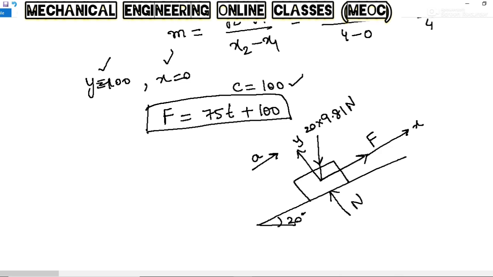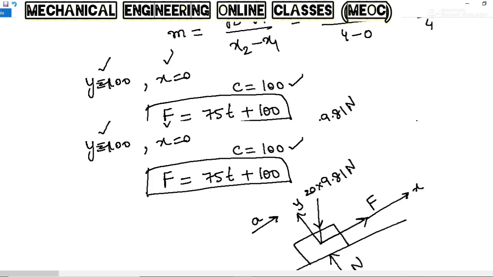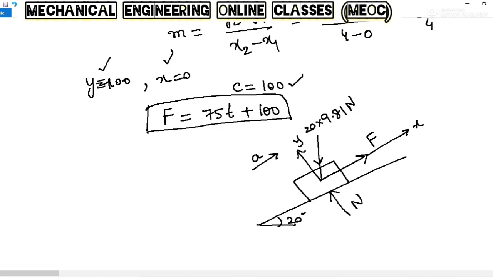There is another data given. There is mu also. Because force is upward and the body is moving upward, the friction will be downward. So friction is mu into N. Mu is given as 0.2, so I am writing it as 0.2 into N. And because this is 20 degrees, this also will be 20. This is the FBD of the block.